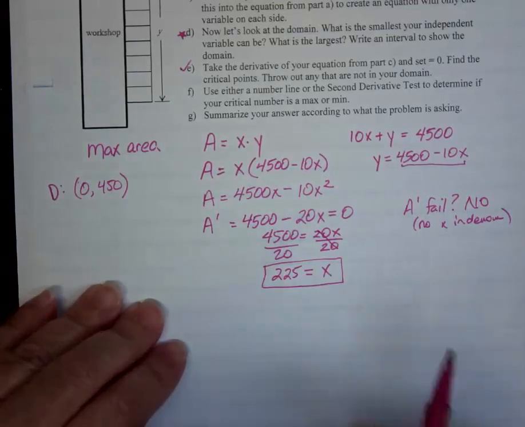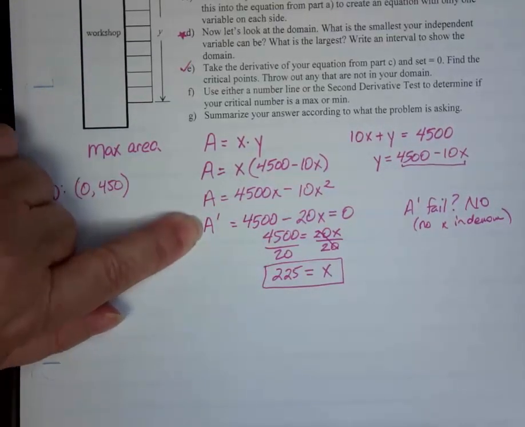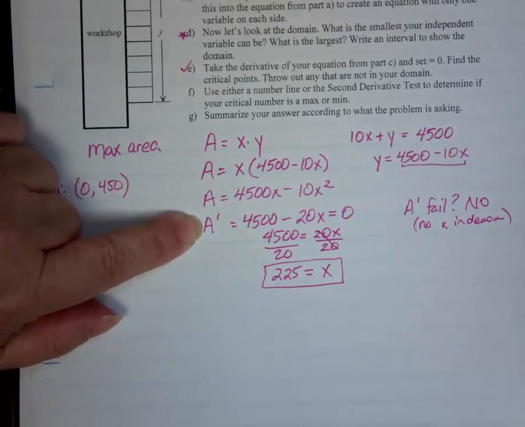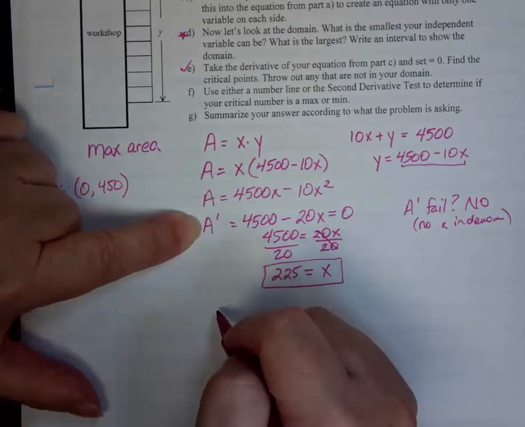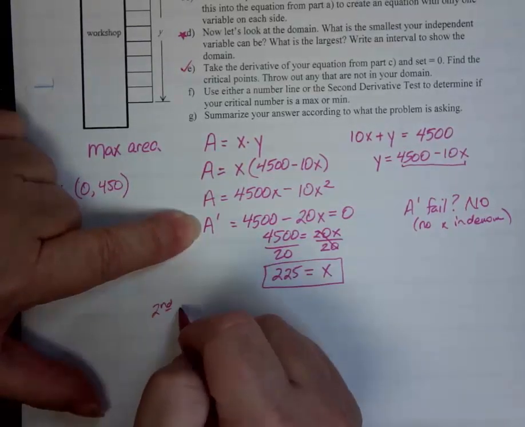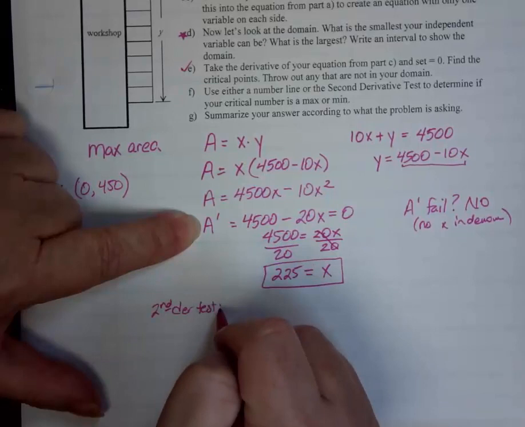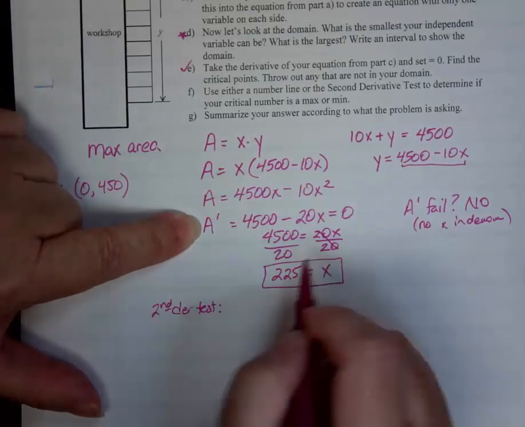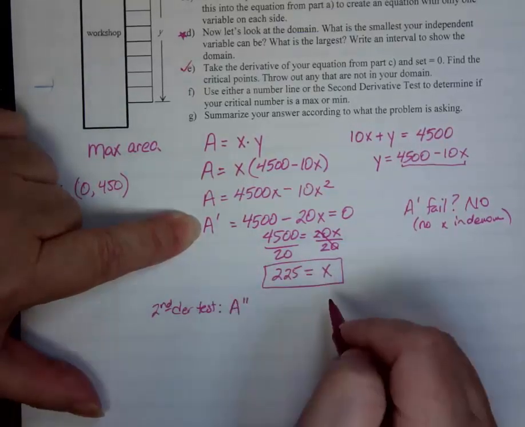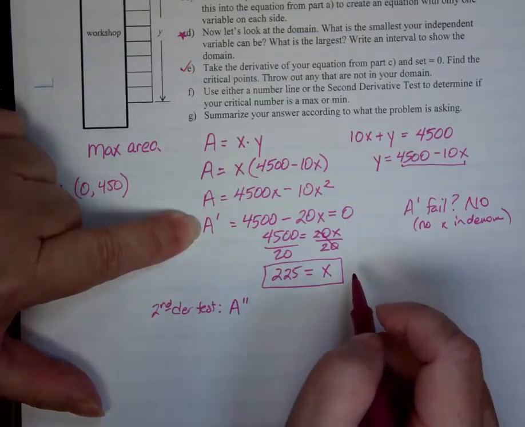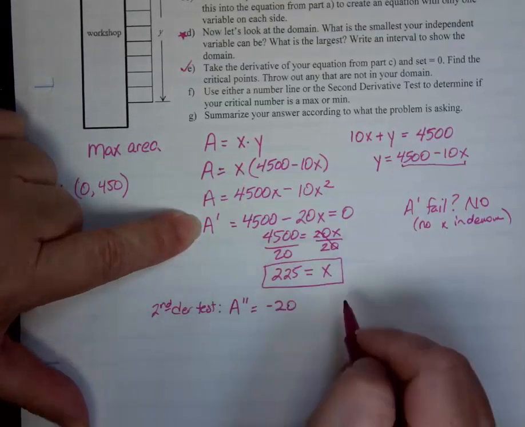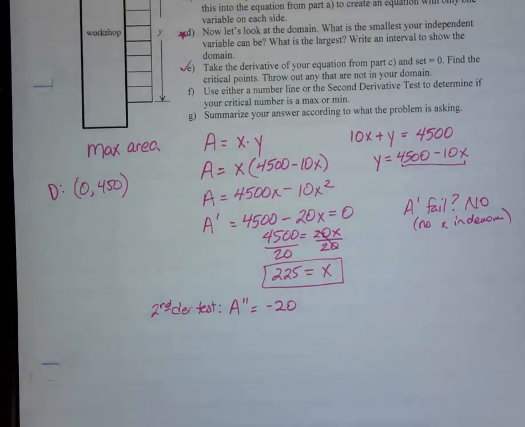Here's how you tell. Here's my derivative right here. How hard would it be to take the derivative again? Not hard at all. It's going to be a lot easier. And I want to go ahead and do the second derivative test. I'm writing it down to remind myself to do it. Second derivative test would be take a double prime. And what is a double prime in this problem? It is negative 20. Now, according to the second derivative test, you're supposed to plug in your critical point. That's a problem. I have no place to plug it in.